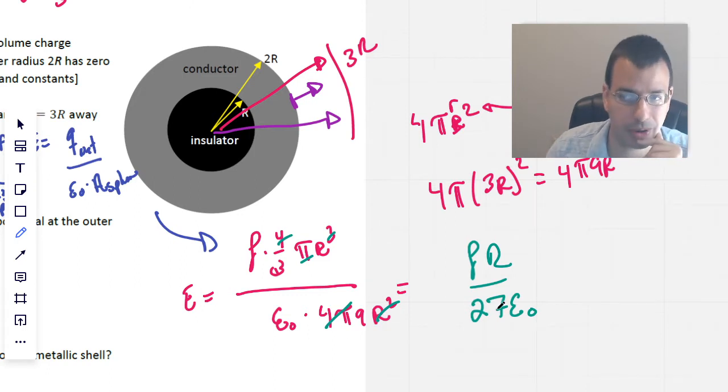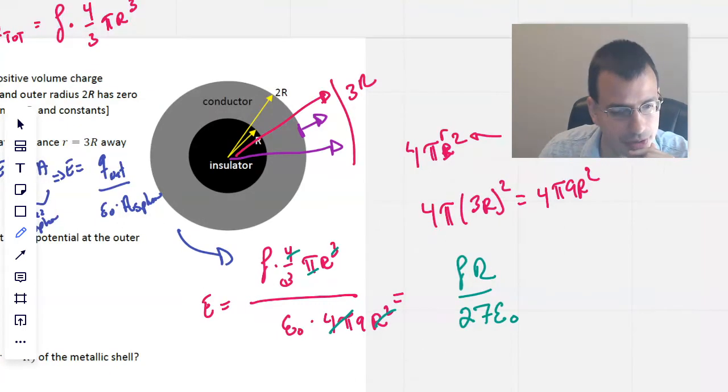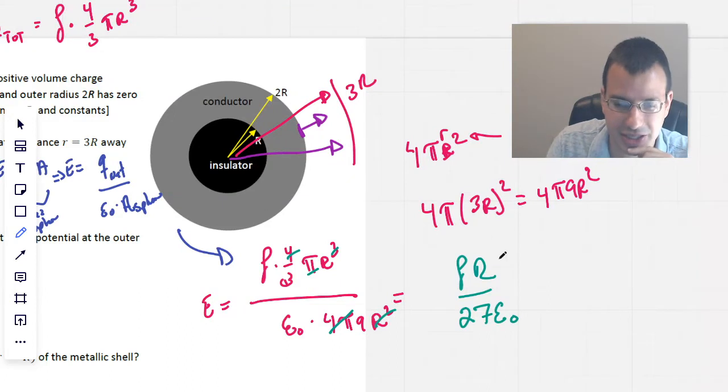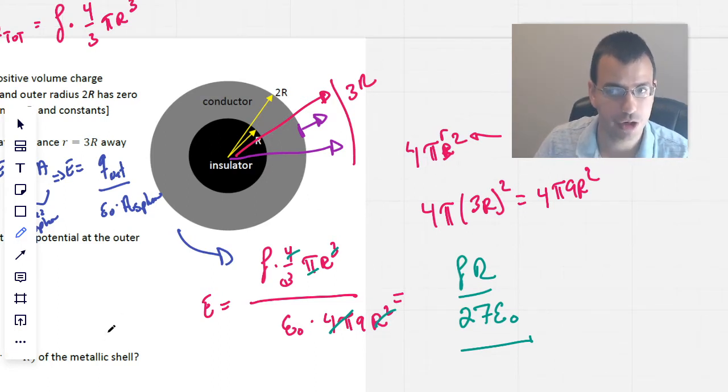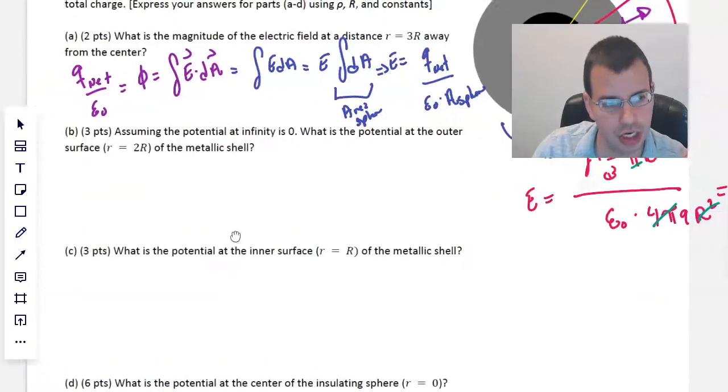Yes, quite plausible. I'm going to say that is actually even the answer. The electric field, the magnitude, is rho times r over 27 epsilon naught at a distance of 3r. Yeah, I'm good with that. So then, on to the next part.